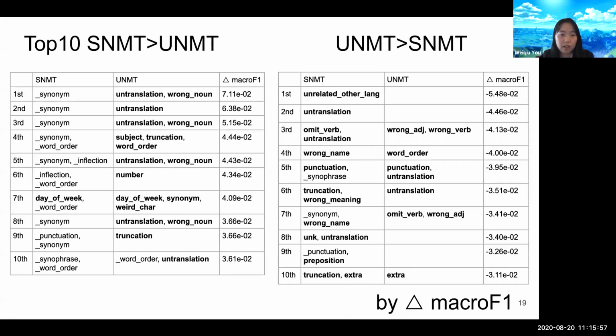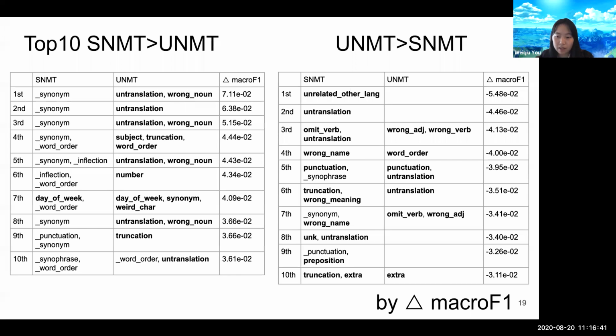So we look at the top 10 delta macro F1 for both when SNMT is better than UMT and the opposite. So we manually examine the top 10 sentences for each case. And on the left, we can see where SNMT is deemed better by macro F1. Bolded words are actual problems that affect translation meanings, and non-bolded words are what makes the translation different from the reference, but are not actually changing the meaning.